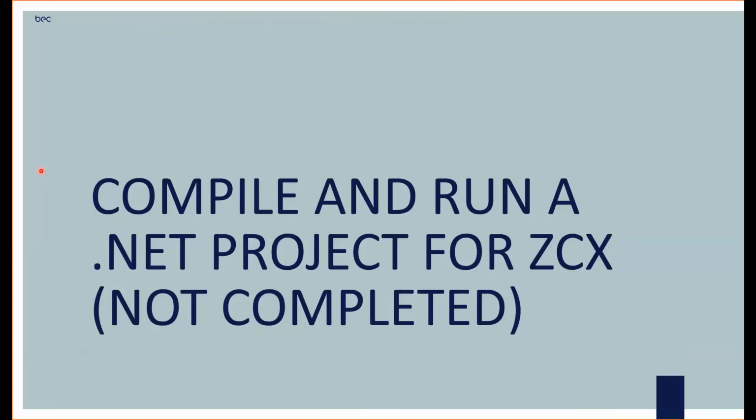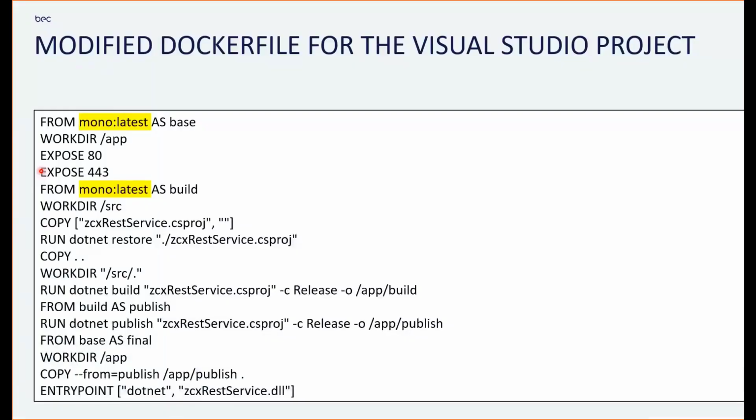The next part of the plan was to compile and build a complete .NET project as a REST service in Docker in zCX. And this did not succeed. We took the Docker file from the Visual Studio project, and then we changed the FROM statements to FROM mono latest.